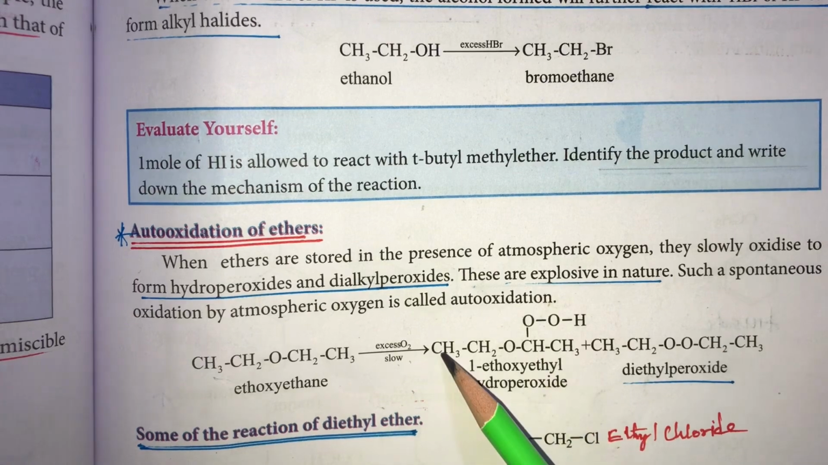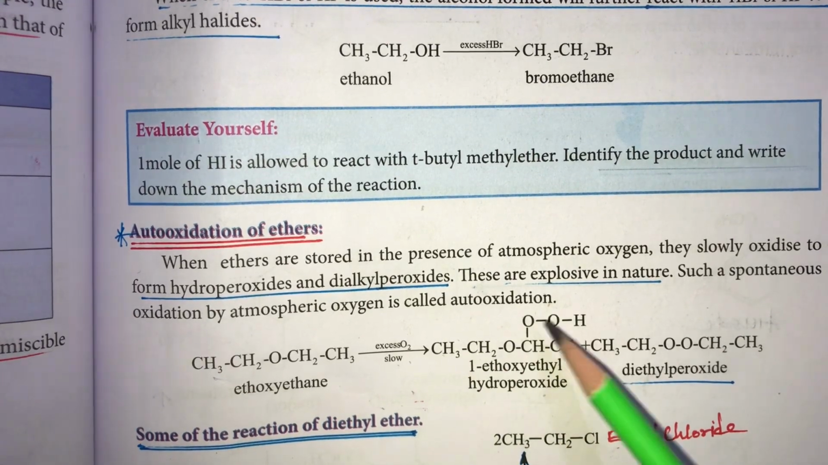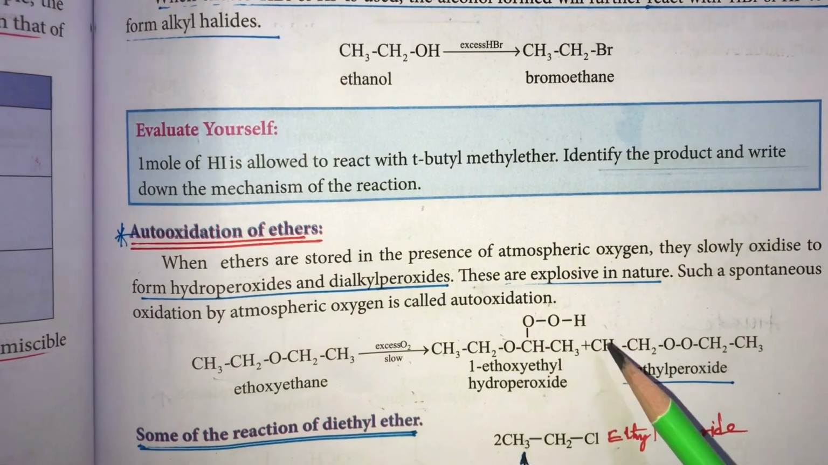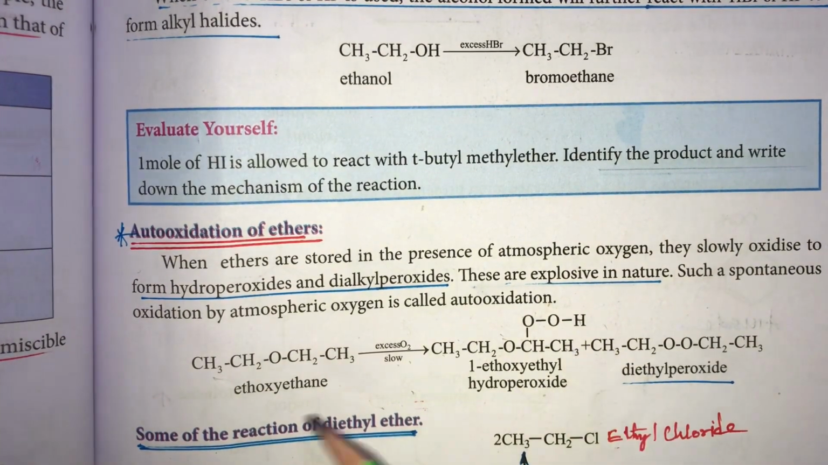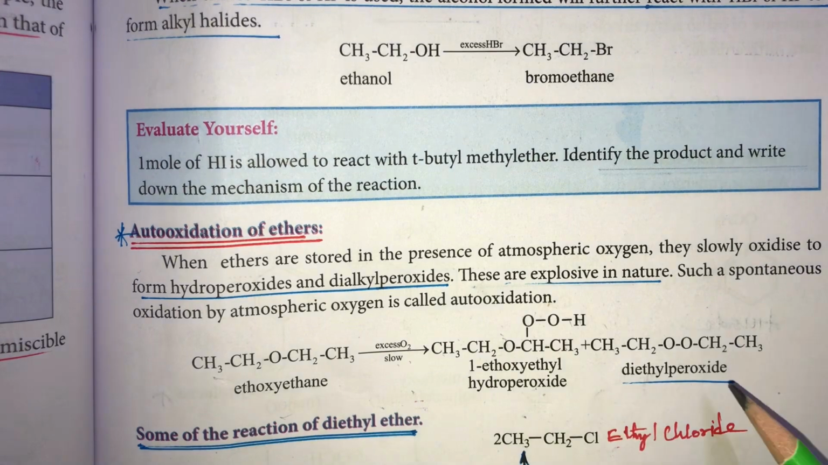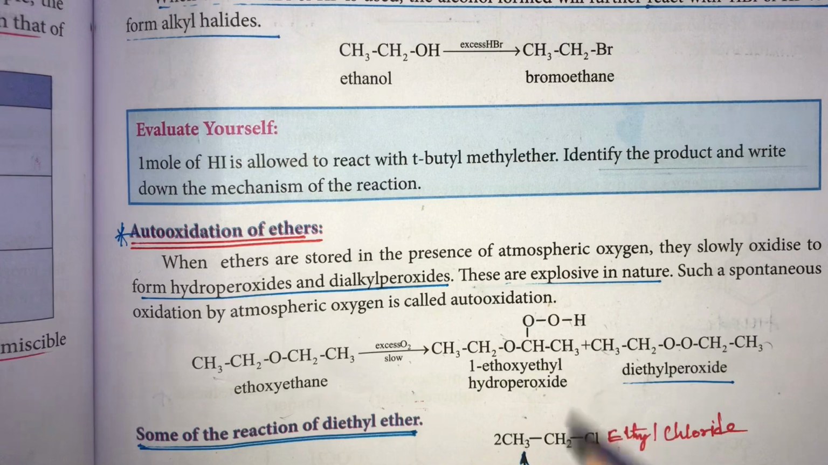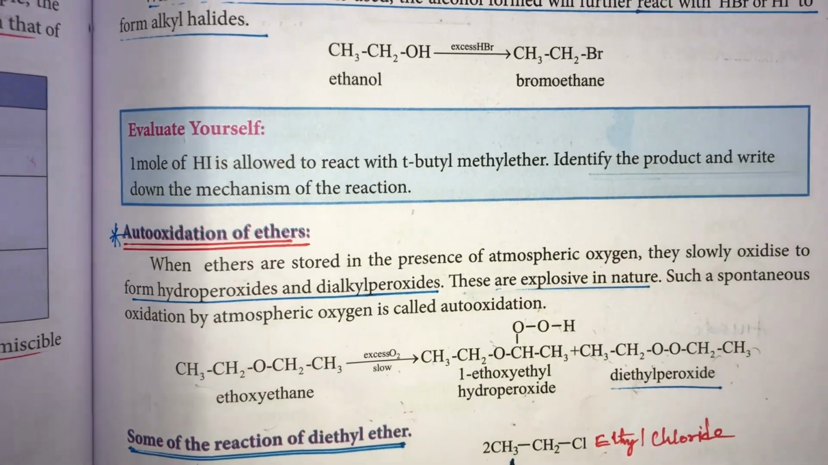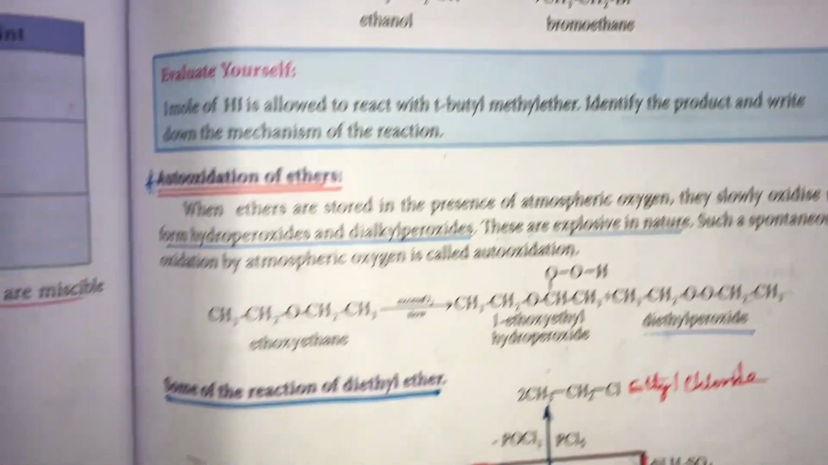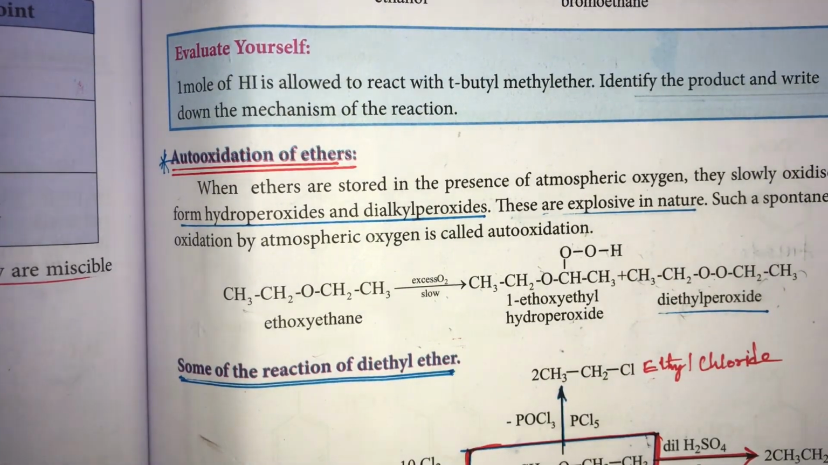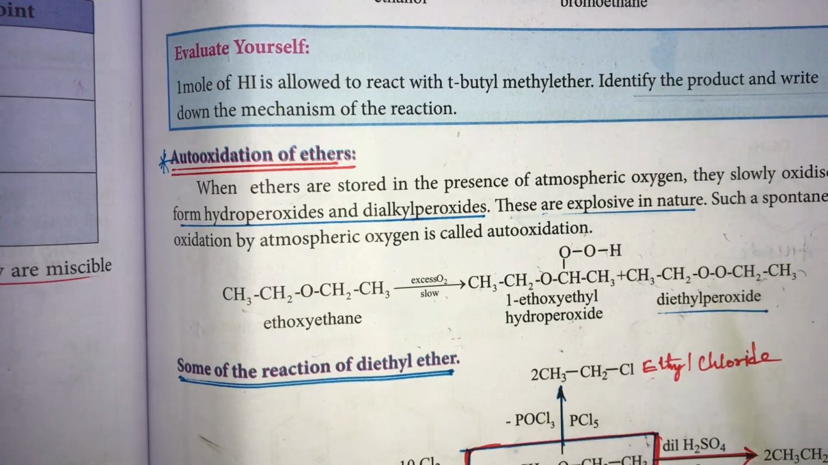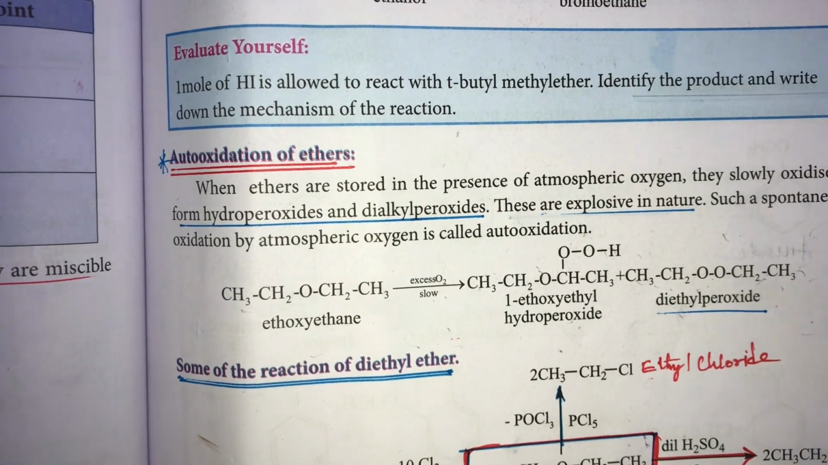It forms diethyl ether peroxide, like hydrogen peroxide H2O2. Here diethyl ether peroxide is formed as a product. Instead of one oxygen, two oxygens are present, so it is called diethyl ether peroxide. So in auto-oxidation, ether on oxidation forms diethyl ether peroxide, which explodes on heating. So ether should never be evaporated to dryness, because it forms a peroxide that is explosive in nature.